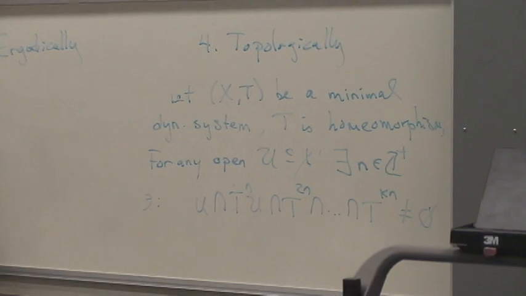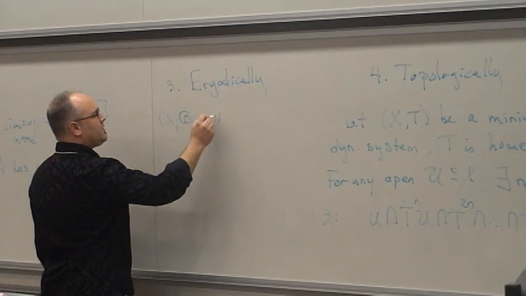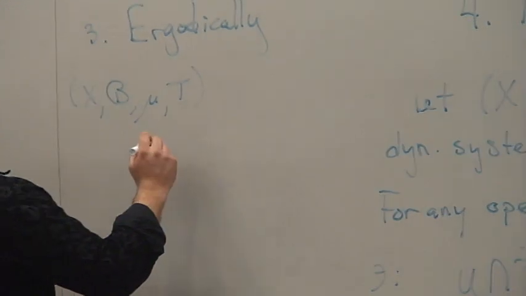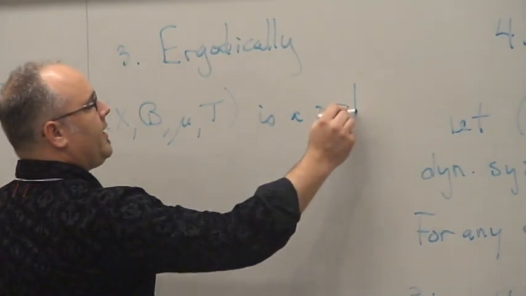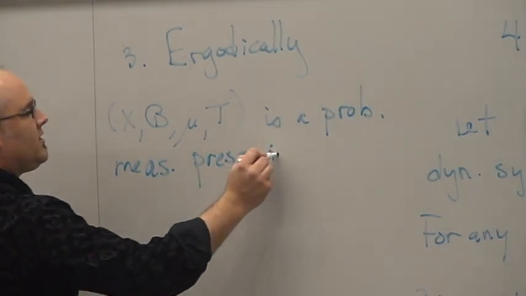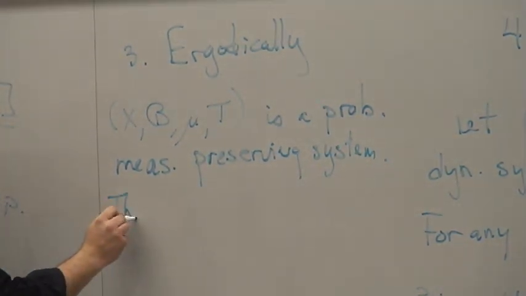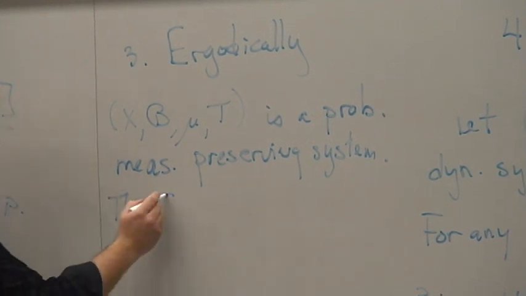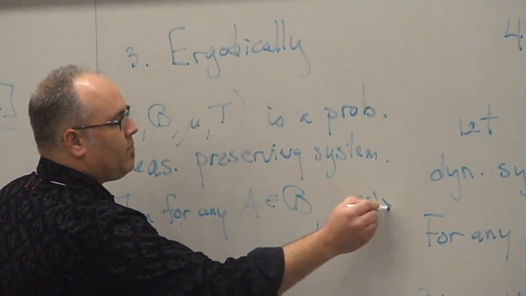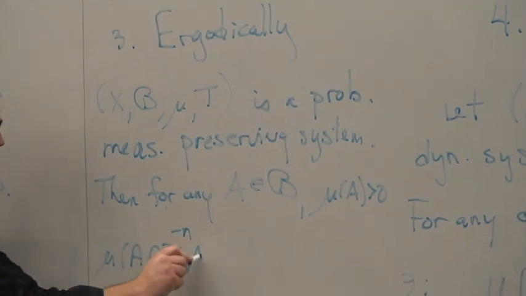Same thing here. So here we have X, B, mu, T. Mu is the measure here. B is the measurable sets. So if this is a probability measure preserving system, then for any measurable set with positive measure, we have a very similar statement.